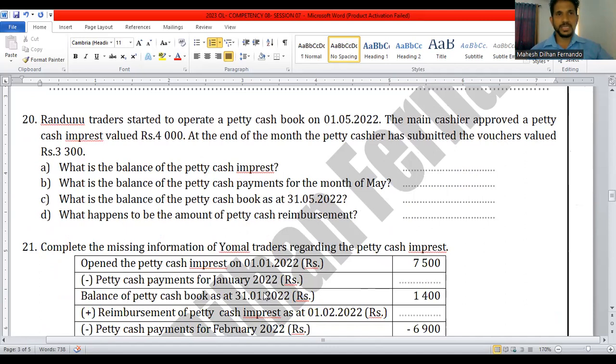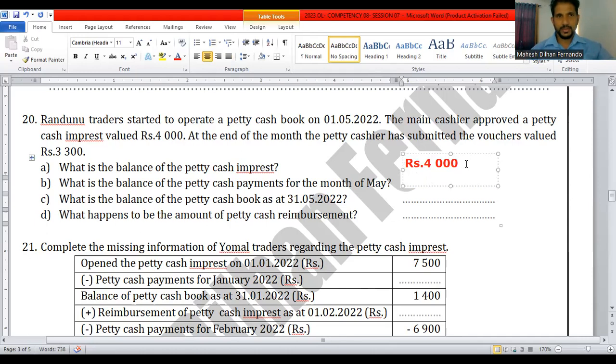Randunu traders started a business to operate a petty cash book on 1st of May 2022. The main cashier approved a petty cash imprest valued at 4,000. At the end of the month, the petty cashier has reimbursed the vouchers valued at 3,300. The first question: what is the petty cash imprest? Rupees 4,000. Yes, very good. The imprest is 4,000.